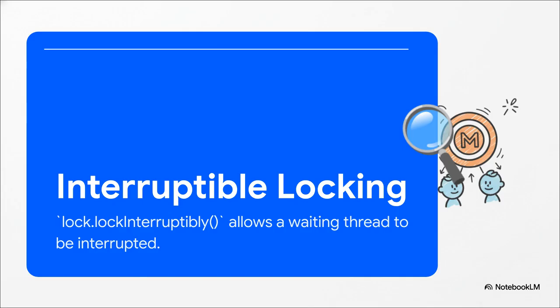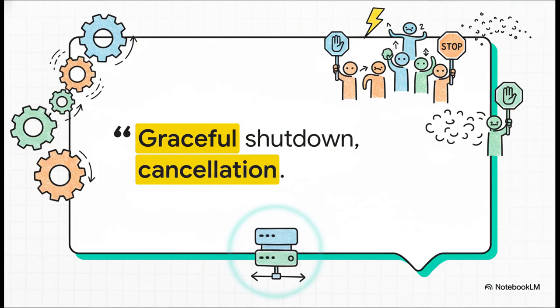A thread that's stuck waiting on a synchronized block can't do that. It's just stuck indefinitely. So why should you care? Why does this even matter? Well, it's absolutely essential for building systems that are responsive. Think about it: graceful shutdowns, canceling a task that's taking too long. You need a way to tell those waiting threads to just stop and clean up. Interruptibility is how you make that happen.